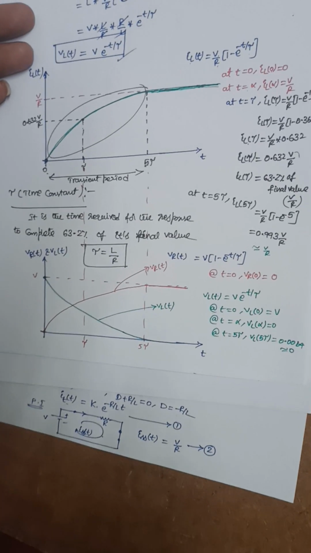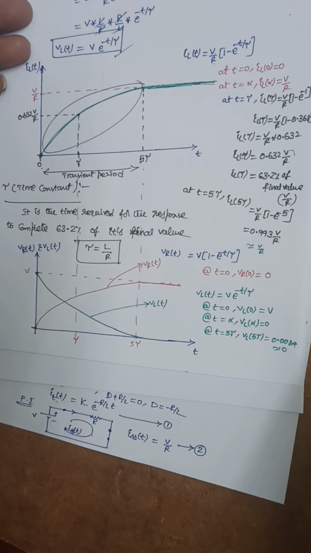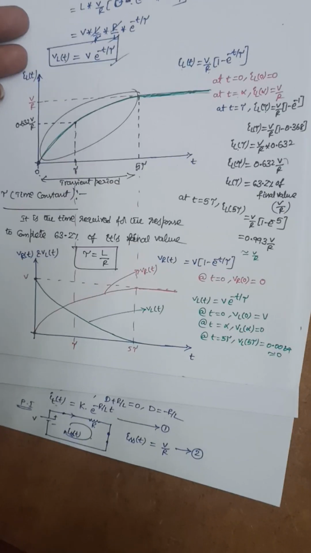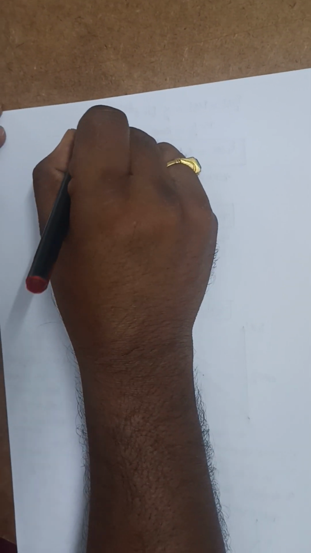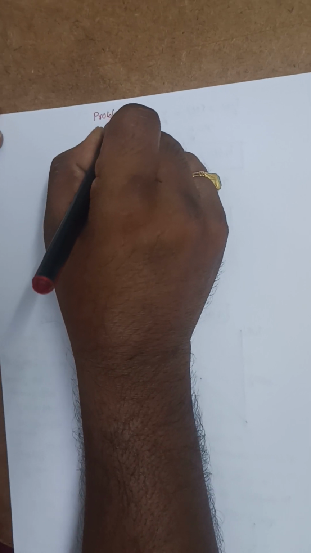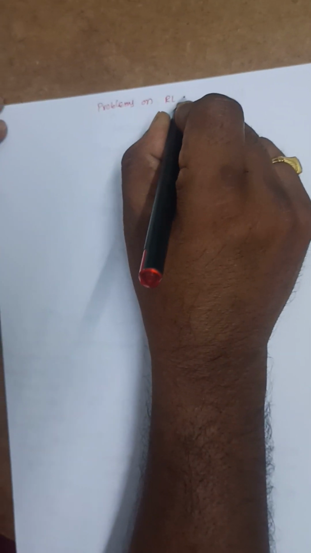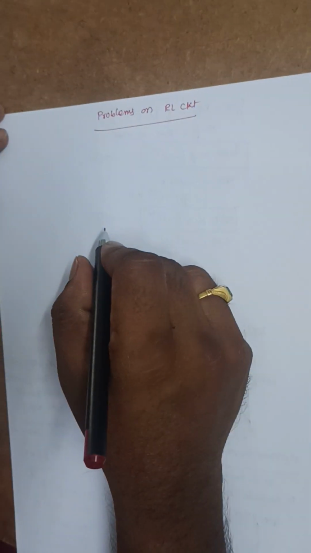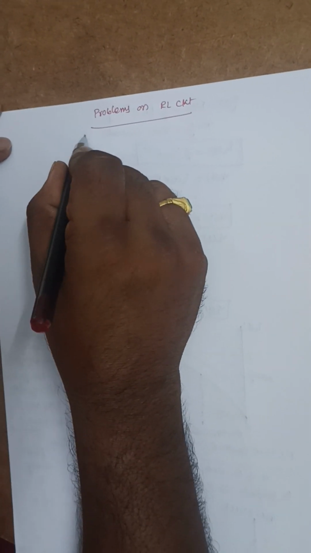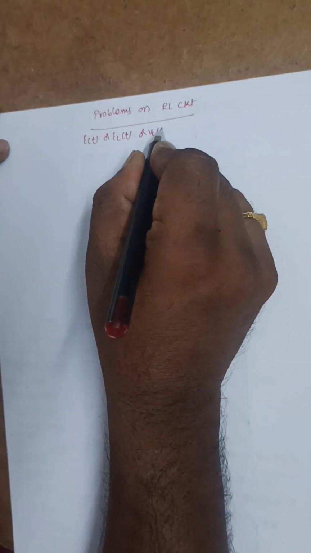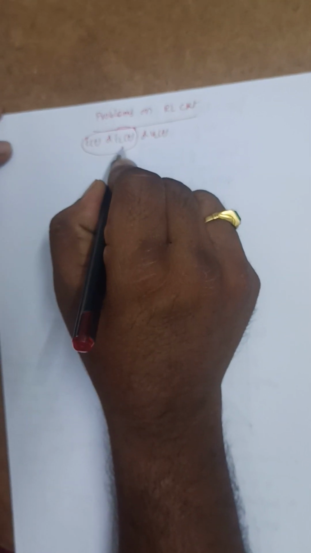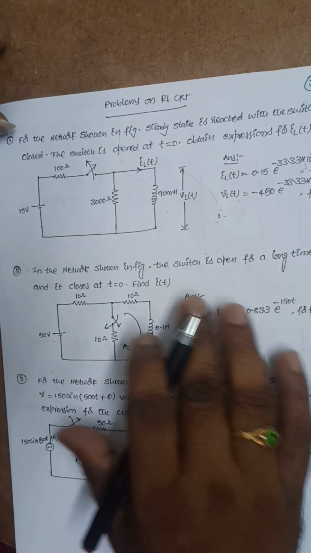Next we will solve some of the problems on this RL circuit concept. Problems on RL circuit. As we already discussed in this, we are going to find I of t or IL of t or VL of t, like that. Okay, mainly we will focus to find these things, IL of t or I of t. So here this is one problem, you can understand this.